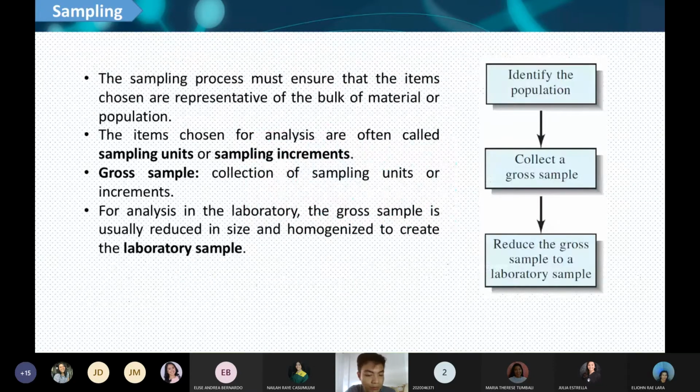So the usual process when doing sampling is that you identify your population, then you collect the gross sample, and then you reduce it to laboratory samples. So this is typical statistics. For example, in a survey, say you will conduct a survey, you will not survey all the people, right?